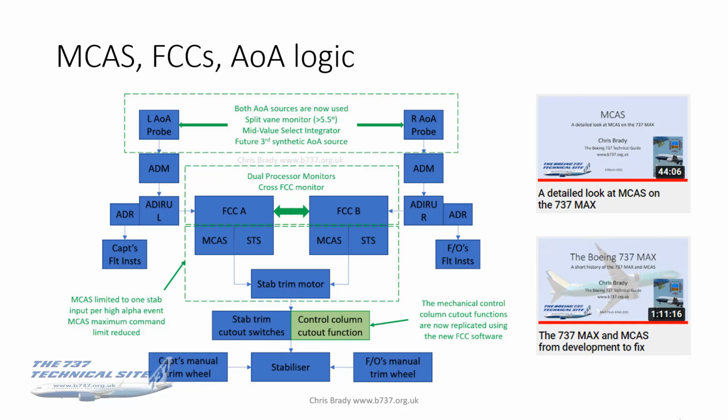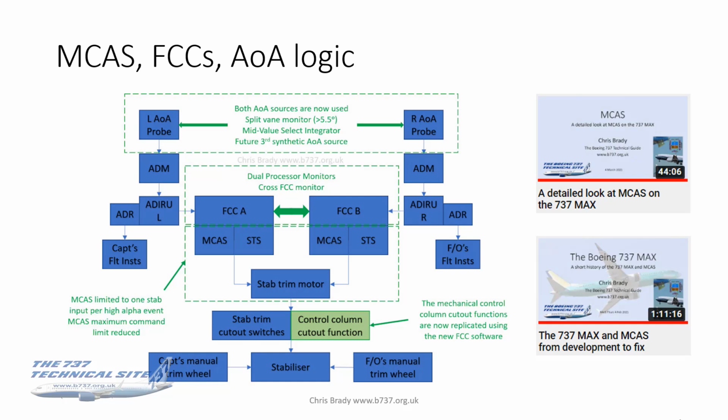MCAS, well, as you know, I've done a couple of videos dedicated to this subject, and full details are available in those. But this is a one-page summary of MCAS differences. So both alpha sources are now used. You've got split vane monitor. So if one alpha is more than 5.5 difference from the others, it rejects them, because obviously it doesn't know which one's wrong.